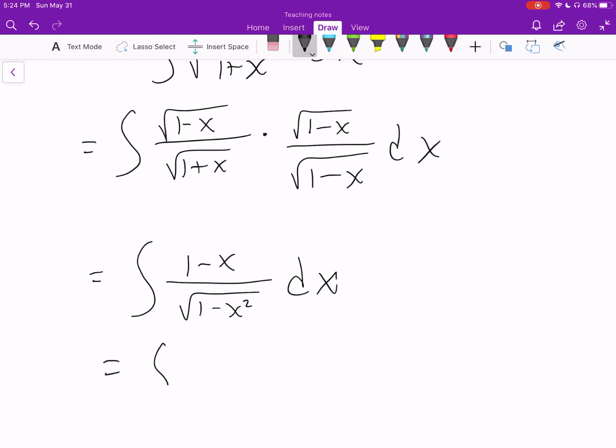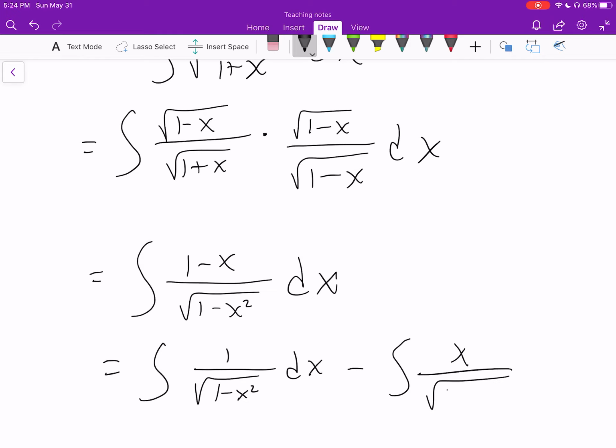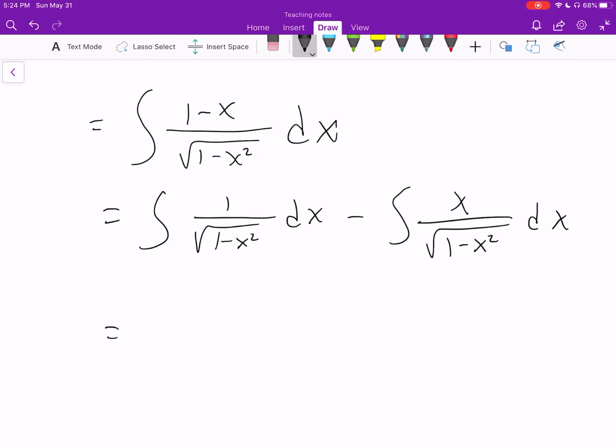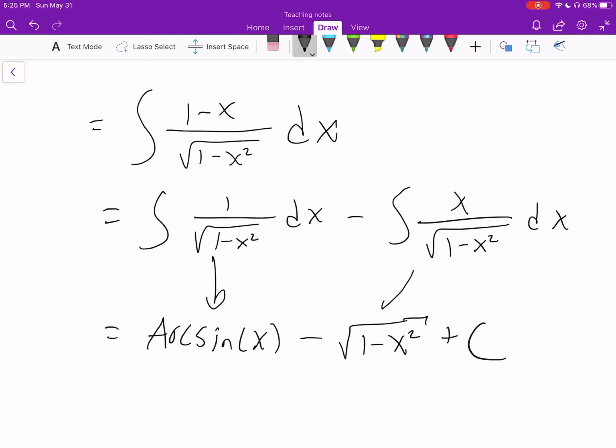And now I can separate this into two integrals: the integral of 1 divided by the square root of 1 minus x squared dx, minus the integral of x divided by the square root of 1 minus x squared dx. The first one you can just look up in the table of integrals; this is arcsine. The second one you can do a u substitution for, and you would end up getting 1 minus the square root of 1 minus x squared, and your integration constant. So that integrates directly.